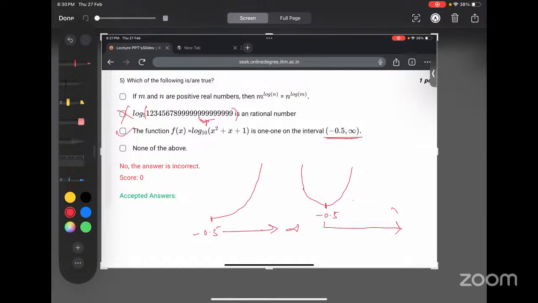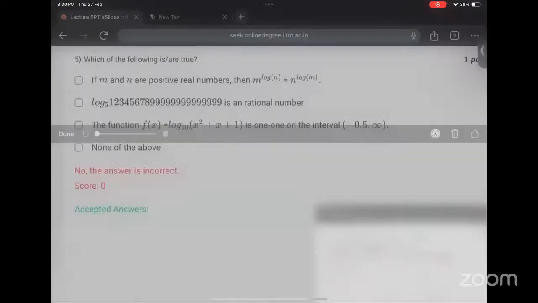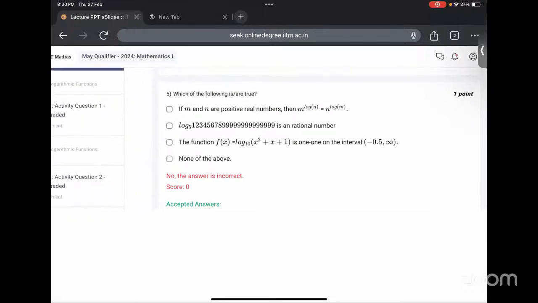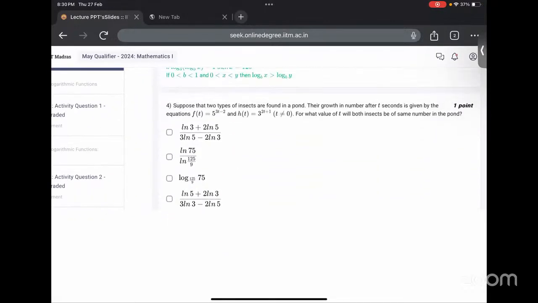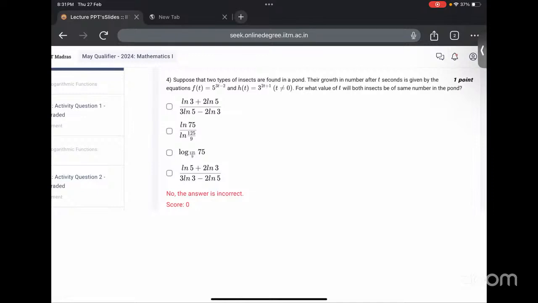Any doubt? No. Okay. Next. What about the fourth one? We have to calculate the point of intersection of both the functions.